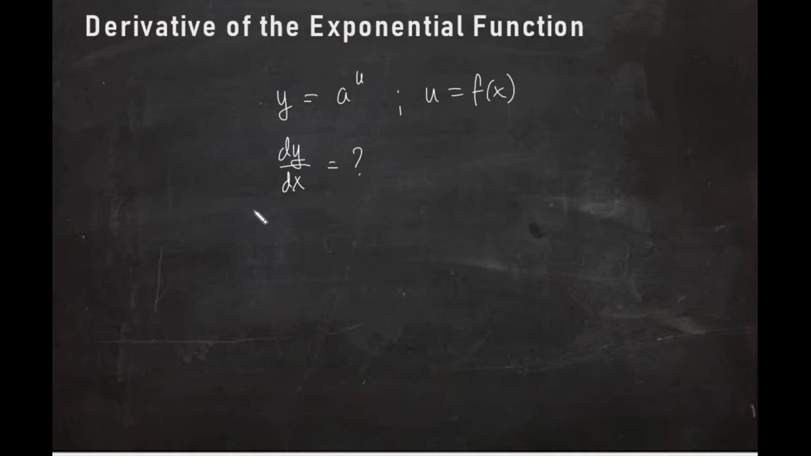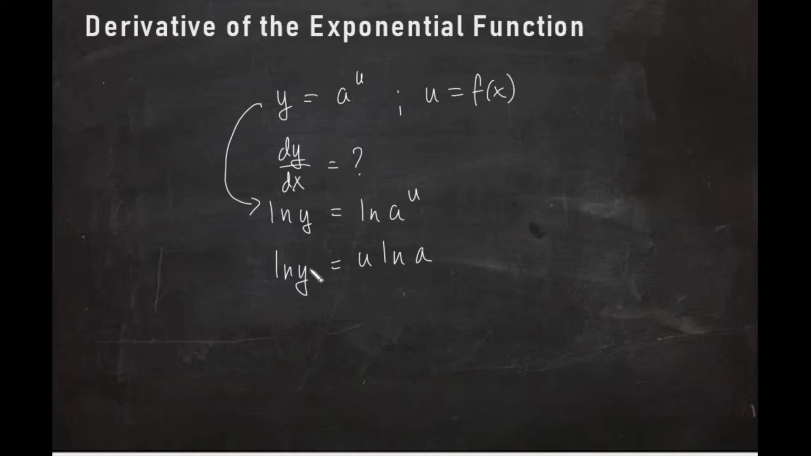To do that, first we are going to take the logarithms on both sides. So let's take the natural logarithm. We'll have ln y is equal to the ln of a raised to u. Now, the natural logarithm of a raised to u can also be written as u times ln a. Ln a will now be a constant.